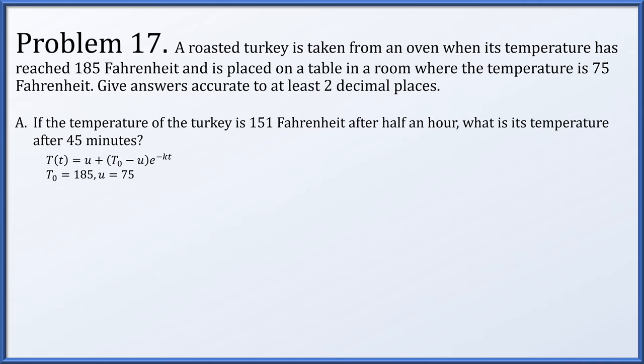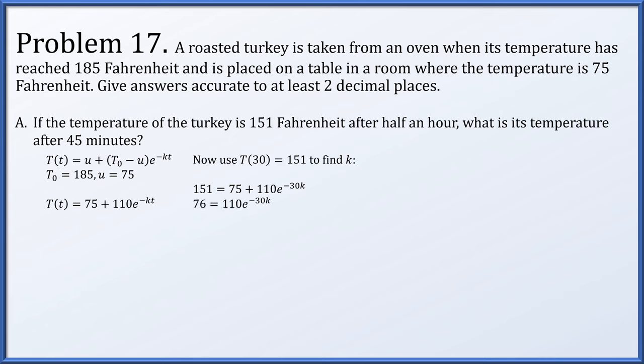We know that we are starting at a temperature of 185 and that our surrounding medium is being held at 75 degrees. So we end up with the temperature at time t is 75 plus 110 e to the minus Kt, but we do not know the cooling constant K. But we know that at time t equals 30 minutes, the temperature is 151 degrees. So we plug that in and we get 151 is 75 plus 110 times e to the minus 30K, where t is 30 here.